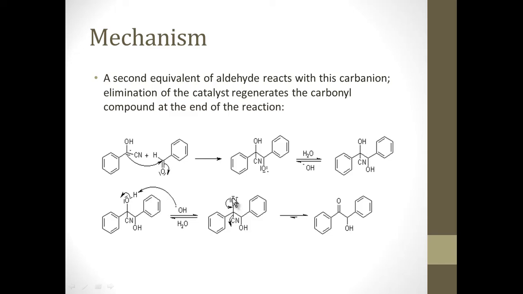So next, what will happen, this negative charge, or this electron pair, will be shared between this carbon and oxygen, and CN will be eliminated out. This is our catalyst. So we know at the end of the reaction, the catalyst will always be regenerated. So ultimately here C double bond O will be formed, and this is our ultimate product, alpha hydroxy ketone, or benzoin. So I hope you have understood this benzoin condensation.